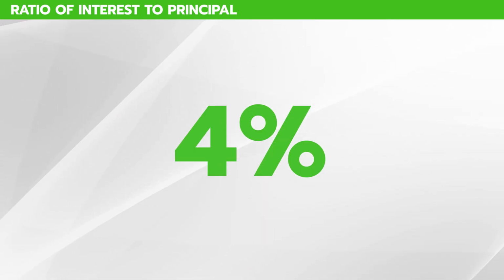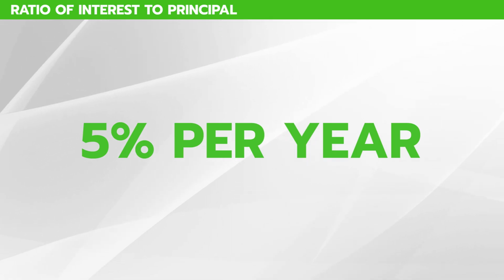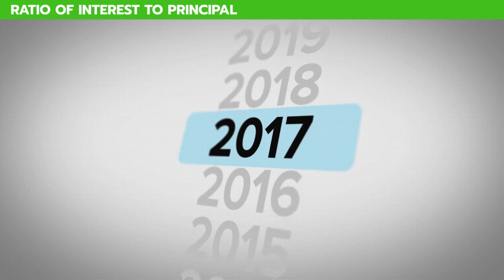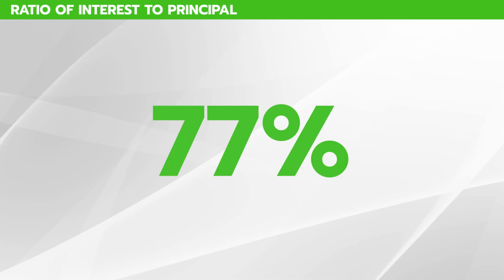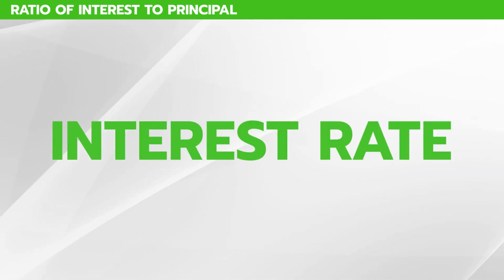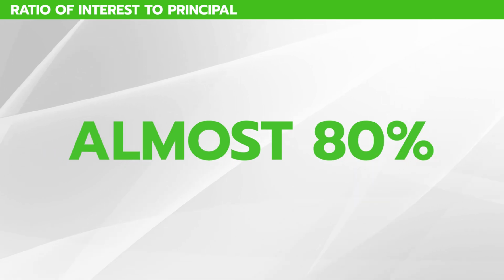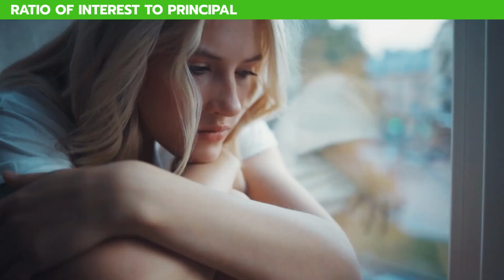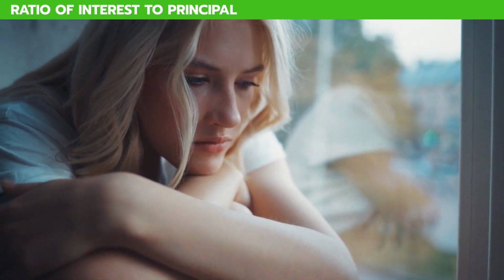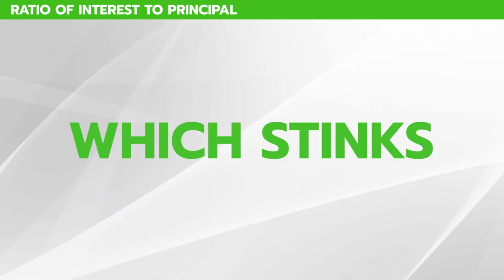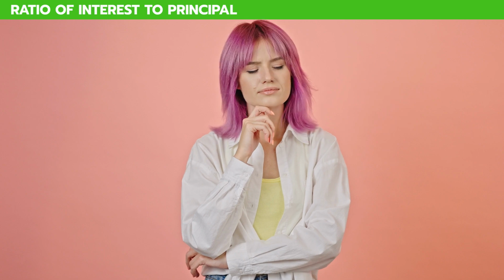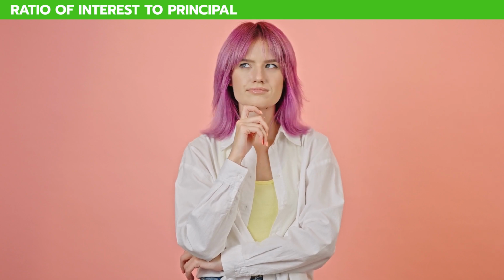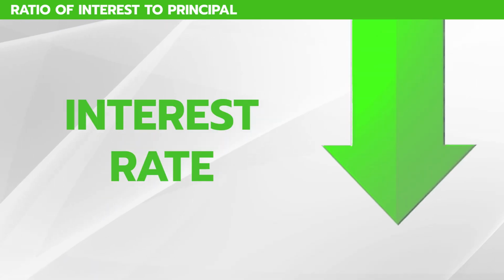Well, at 5% per year, I'm looking at it on an annual basis, not a monthly one. So 77% of the total amount we paid that year went to the interest rate. Basically, almost 80% of what you pay on your mortgage goes straight to interest. And that's pretty sad, because you have to pay a lot of money in interest, which stinks. But I wanted to know if that number or percentage ratio would change if my interest rate went down.